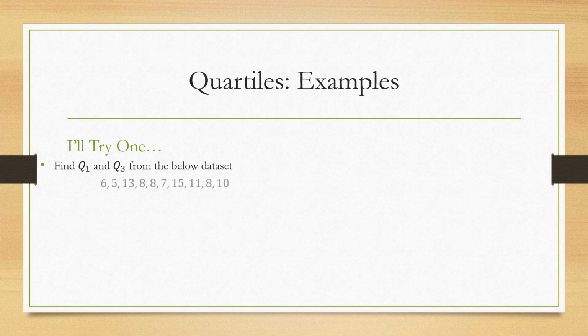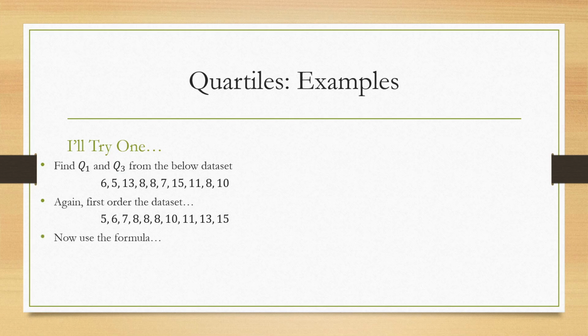All right, so I'm going to have a data set, and I'm going to find Q1 and Q3 from it. Remember, the first step is still to order the data set. I put all of the data in order. Now I'm going to use the formula. Remember what I need for the formula. First of all, I need to know n. I need to know how many data points I have. 1, 2, 3, 4, 5, 6, 7, 8, 9, 10. That'll make it easy. So I have 10 data points.